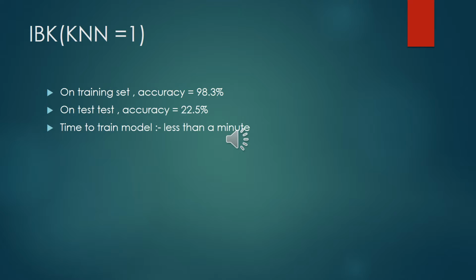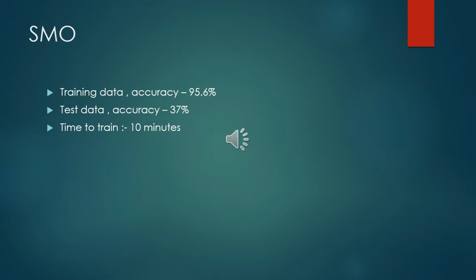IBK with KNN equal to 1 is the algorithm that overfitted the training set most. As we can see, it performed very well on training data but not so much on the test data. This is another one of those algorithms which performed very well on training data but not so much on the test data, as can be seen. Also, it took a lot of time to train.